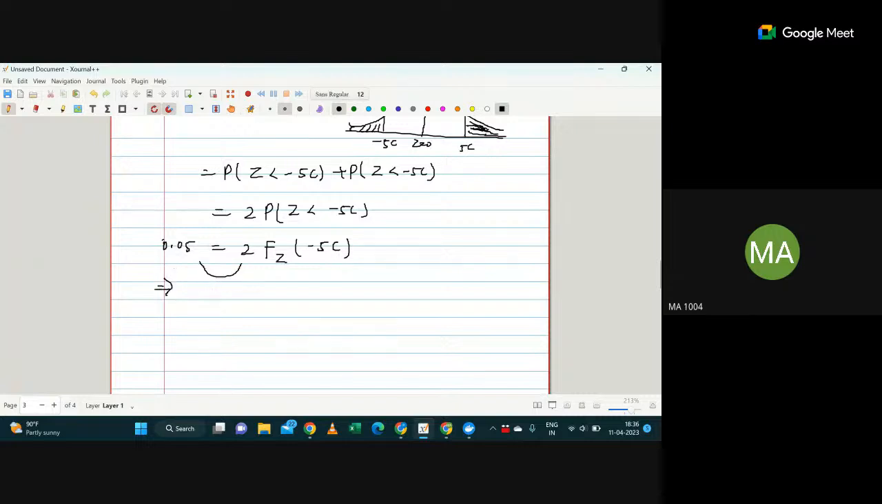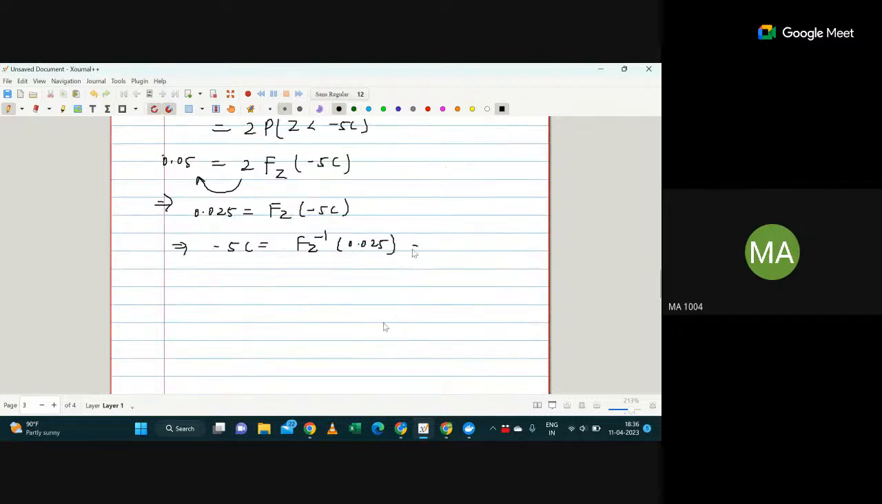If you divide by 2, I will get 0.025 equal to Φ of minus 5c, right? So from here I will get minus 5c equal to Φ inverse of 0.025, correct? And this value is given to us as minus 1.96, correct? So c will be 1.96 divided by 5. So what will be the value of this one? 1.96 divided by 5 is 0.392.